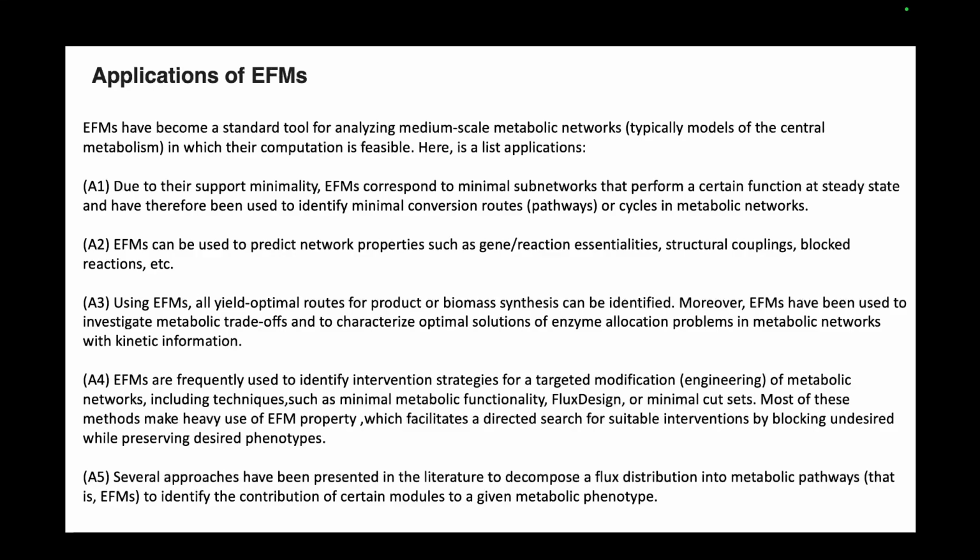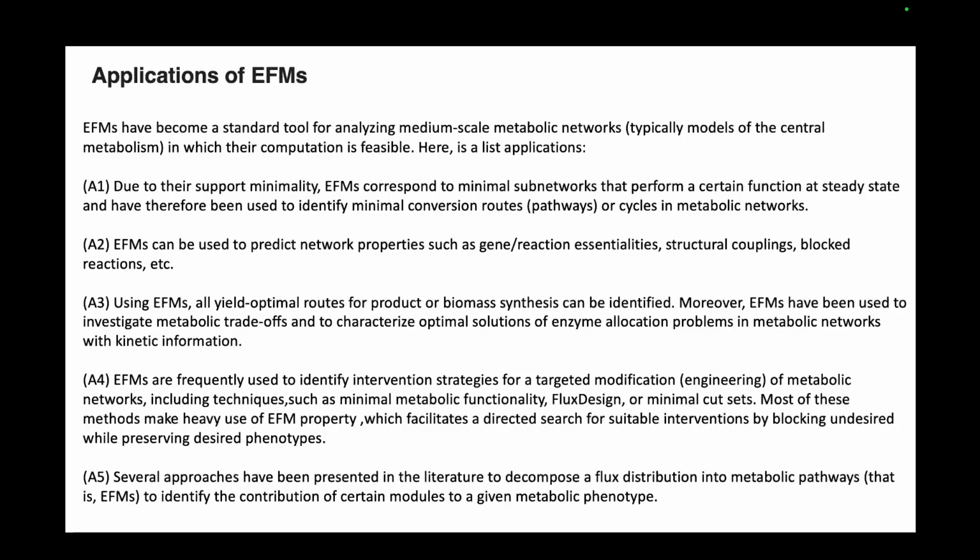So basically, to find minimal subnetworks that can take you from one substrate to one product, EFMs are highly valuable in those situations. You can find these EFMs and directly find a pathway from a substrate to a product. They can also be used to predict metabolic network properties such as gene and reaction essentialities, structural couplings, blocked reactions, etc. Because in your EFM, if you have a gene missing, then you can see if the particular reaction will go on or not.